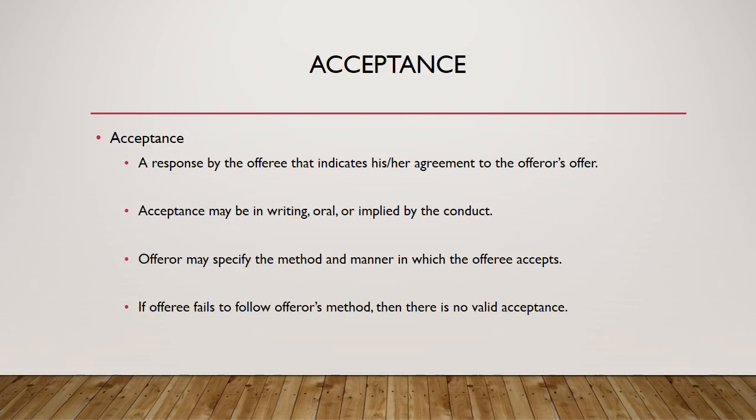So let's talk about acceptance. So if you've got a valid offer, how can you accept it? So acceptance is a response by the offeree, the person to whom the offer was made. So in our scenario that we've used, the painter. So it's a response by the painter that indicates that they agree or they assent to the terms of the offer. So an acceptance can take a lot of different forms. It's just like with an offer. It can be in writing, it can be orally, or it can be implied by conduct.